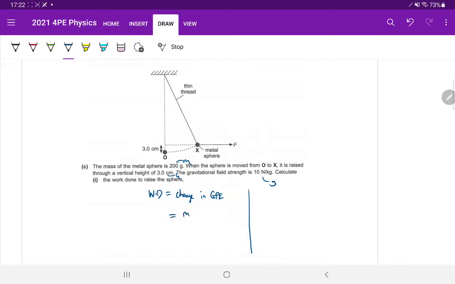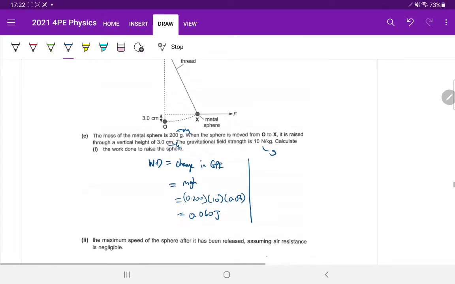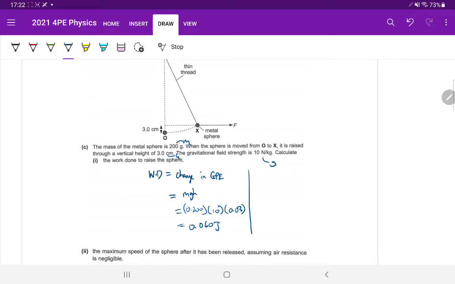So of course it's just mgh. Okay, you need to use SI units, so it's not 200 but 0.200 kg, times 10, times the height, which is 3 cm, but you need to use SI units, and then you should get 0.060 joules. Okay, another way to think about it is, what is the force in raising the sphere?